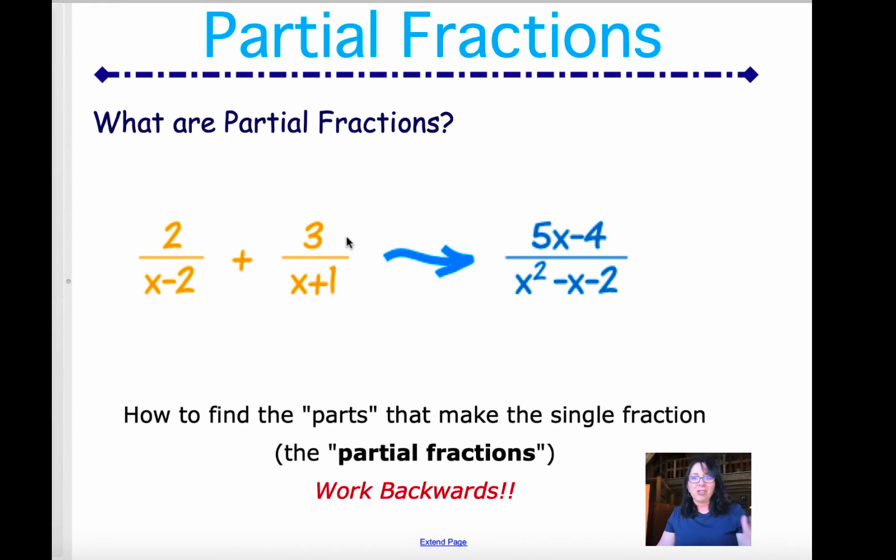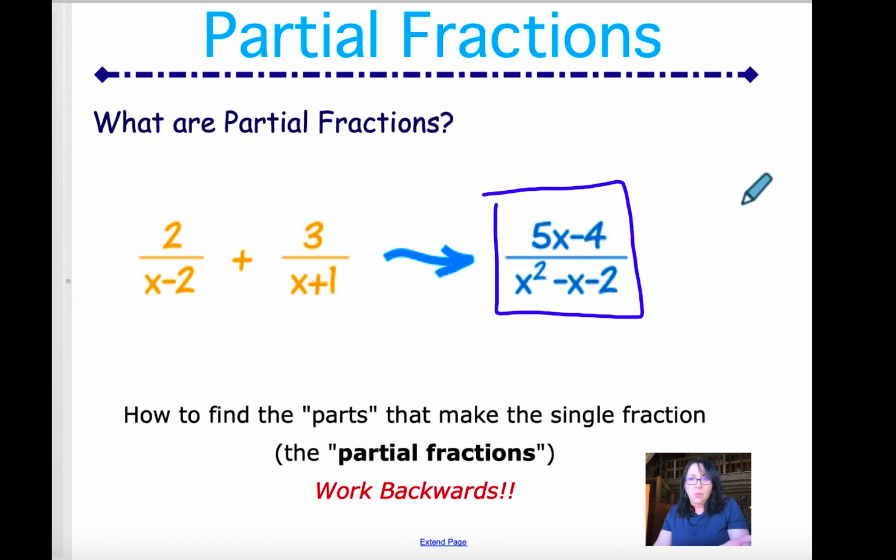What are partial fractions? It's like a game of Jeopardy, right? Where you have the answer and you got to come up with the question. So a partial fraction is how to find the actual parts to the question that they asked. They're going to give you this value right here. See the 5x minus 4 over that? If you were to combine these two terms, you're going to get 5x minus 4 over x squared minus x minus 2. But what if they gave you this as an answer? And they said, hey, here's my answer. What was the question? How am I going to get back to that question?